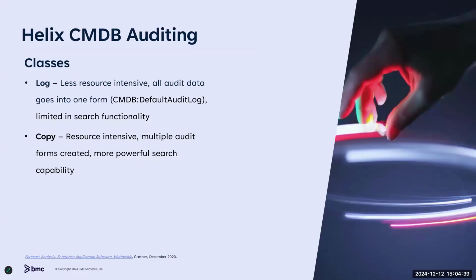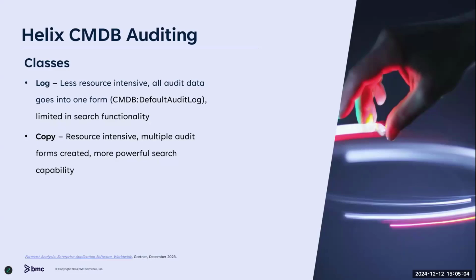By default, audit is not enabled in Helix CMDB, so it needs to be configured. For classes, there are two types of audit options available: copy audit and log audit. The log audit option is the simplest form of audit, where a single audit form is created. This audit form can be used for multiple classes. The default audit form is called CMDB:default audit log.